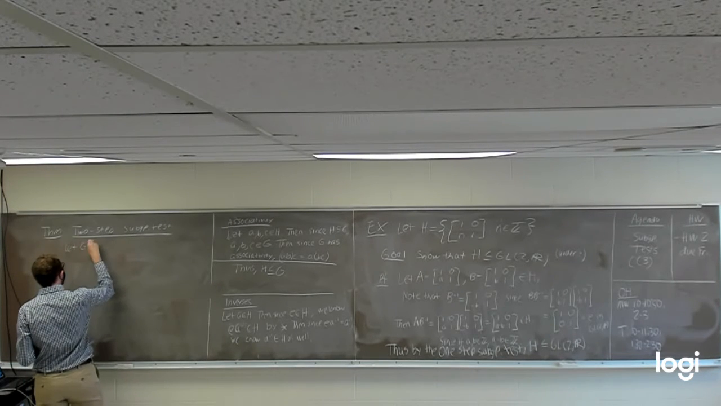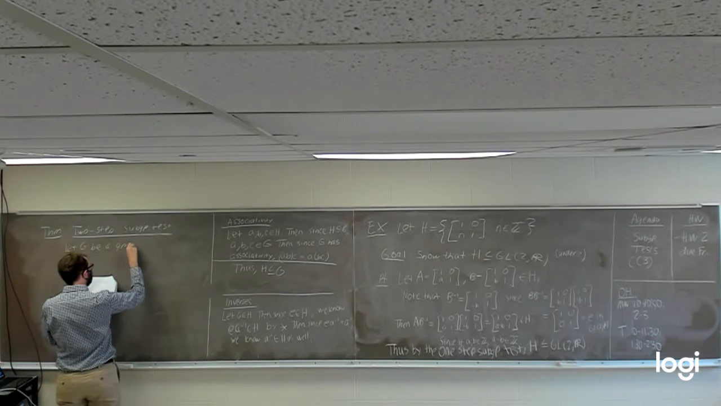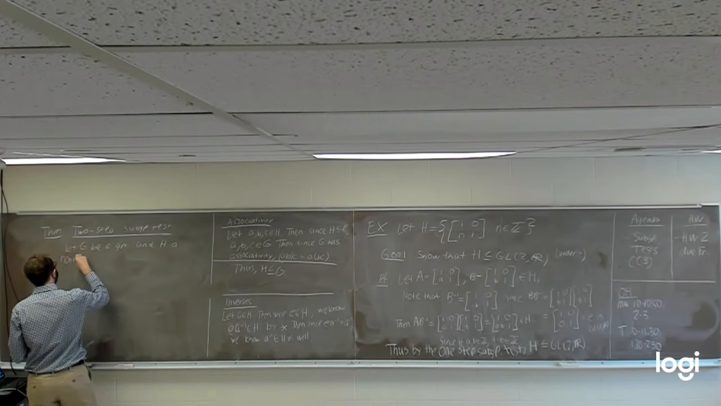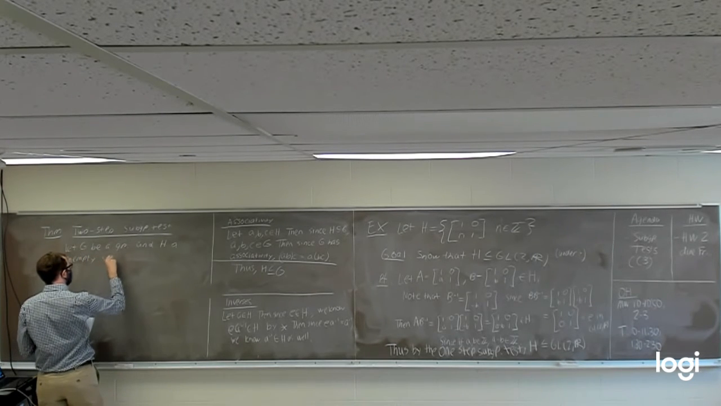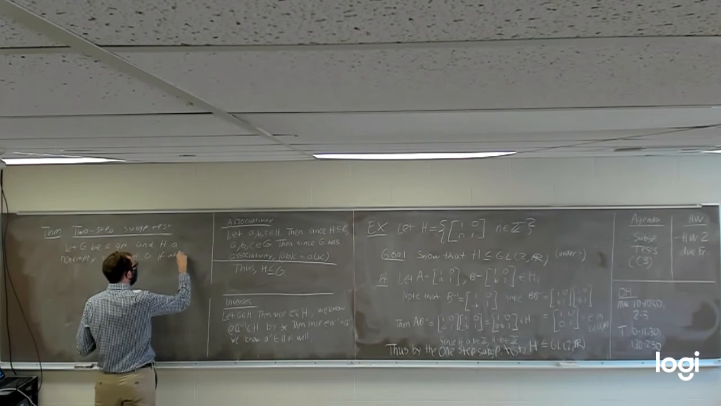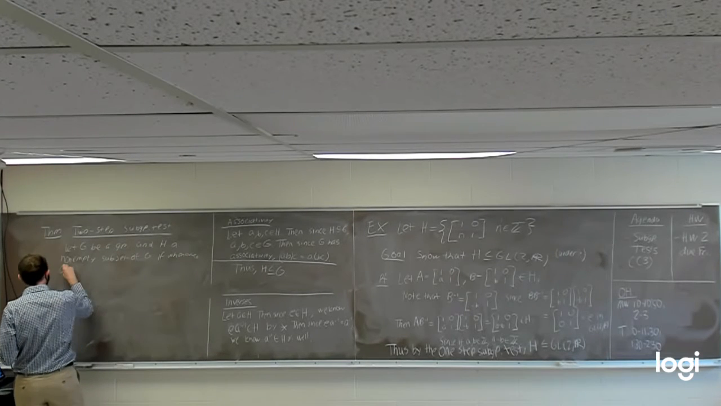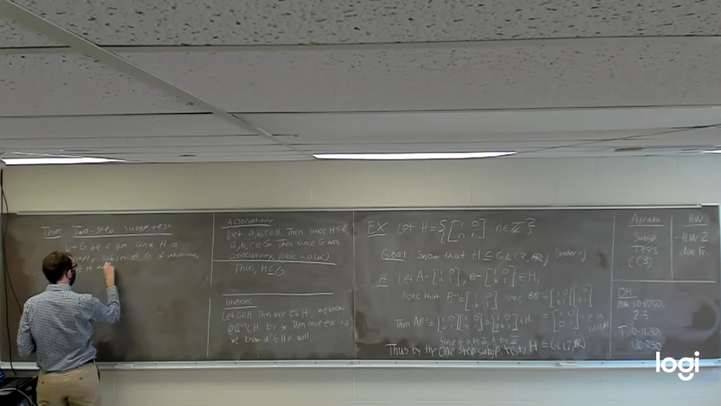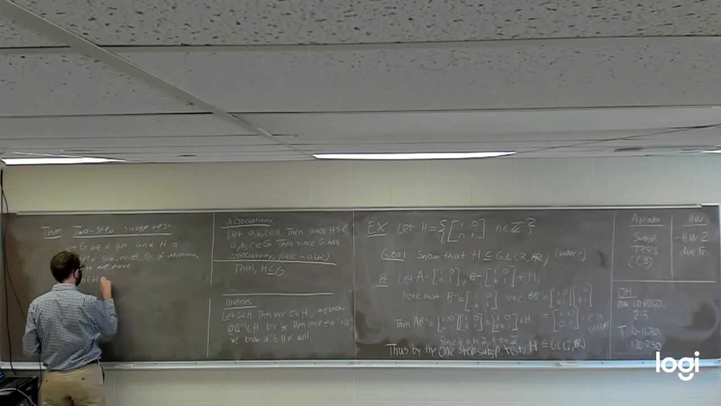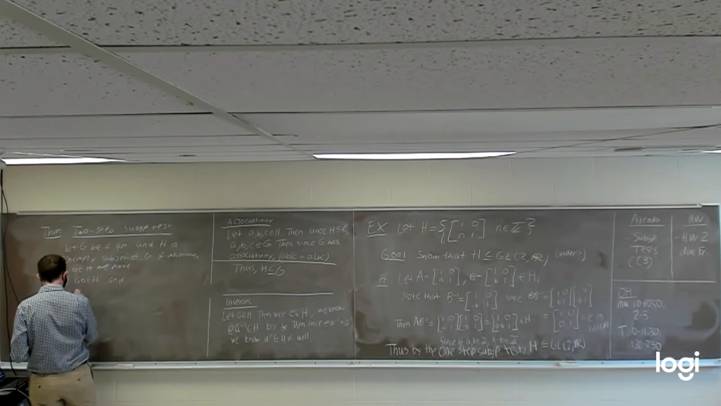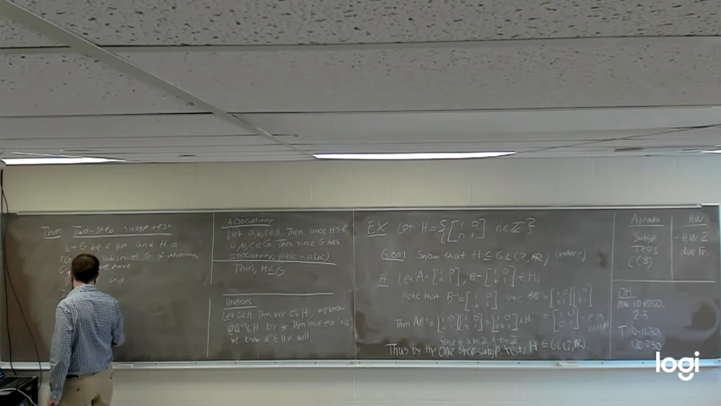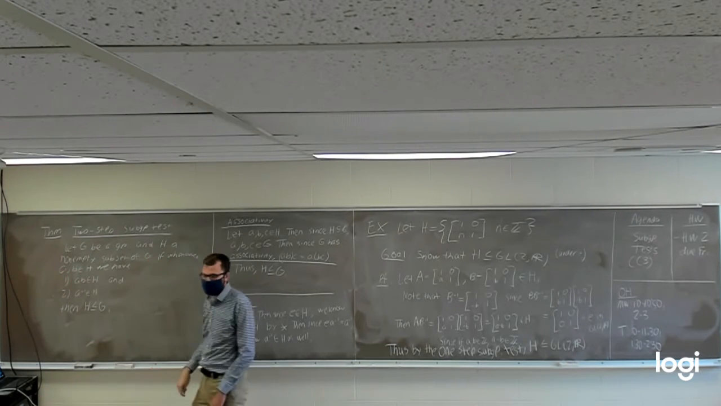So we're going to let G be a group, and H a non-empty subset of G. If, whenever A and B are elements of H, we have that first of all, AB is in H, and second of all, that A inverse is in H, then H is a subgroup of G.